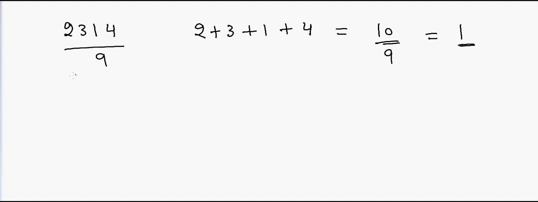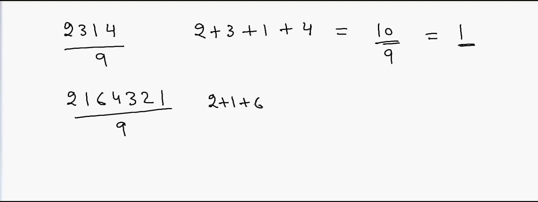Another example is 2 1 6 4 3 2 1. So you can see it's a very large number, and what will happen if you divide it by 9? So in that case, 2 plus 1 plus 6 plus 4 plus 3 plus 2 plus 1. So 2 plus 1 is 3, 3 plus 10 is 13, 13 plus 6 is 19. So we have 19 divided by 9.